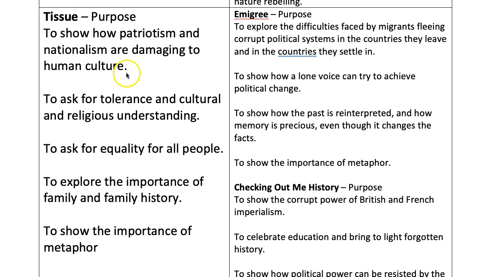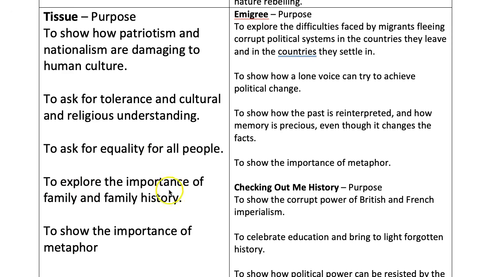We get that through these borders that are on the tissue paper of the map, and also the different colour skins of different cultures. It asks for tolerance and cultural and religious understanding. It asks for equality for all people. That's the point of the ending, and the change in skin colour at the end, being able to see through the skin so that we're all equal.